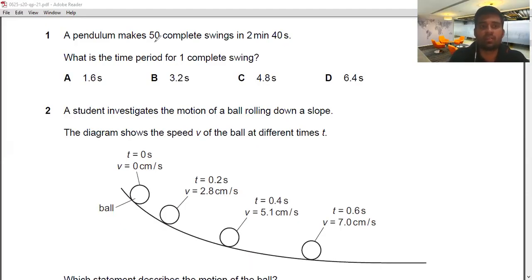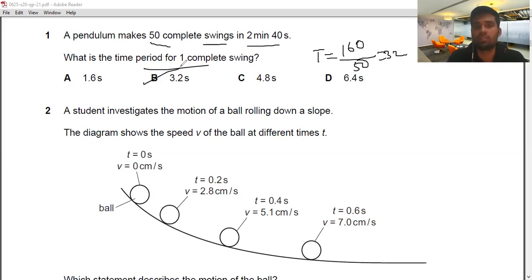The first question says a pendulum makes 50 complete swings in 2 minutes and 40 seconds. What is the time period? So the formula for time period will be the total time in seconds, that is 160 seconds, divided by the total number of swings, that is 50. So the answer would be 3.2. So B is the correct option for the first one. Let's go to the second question.